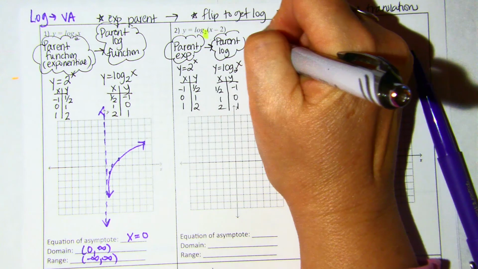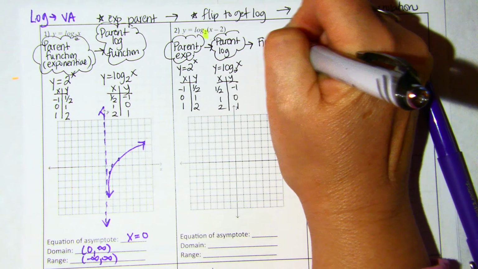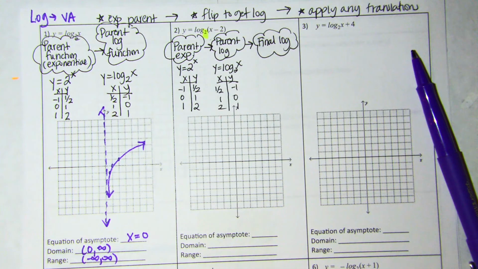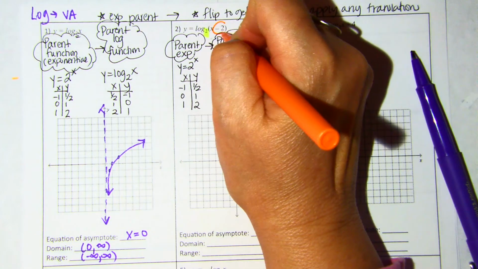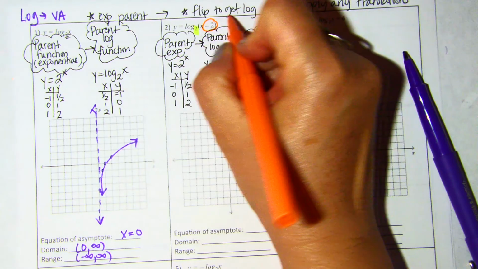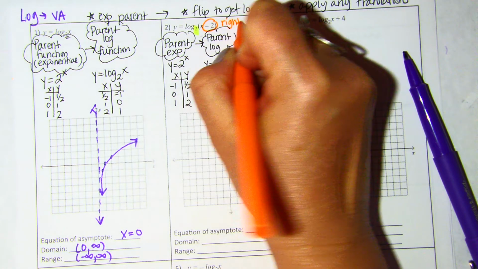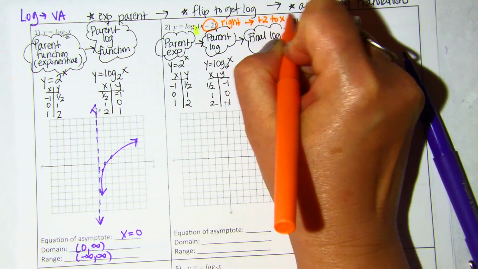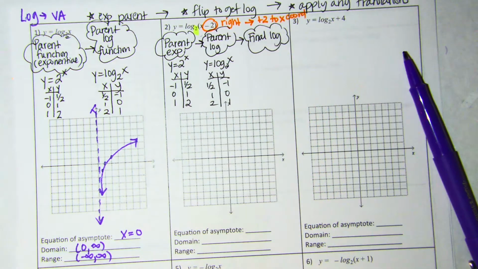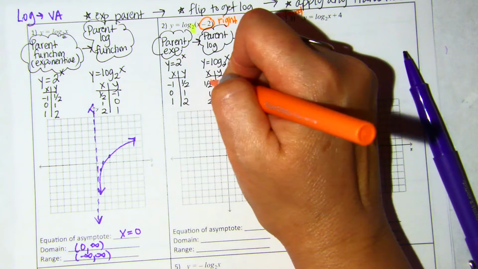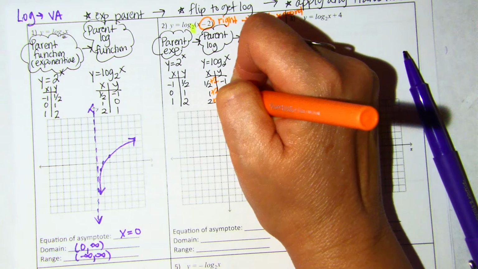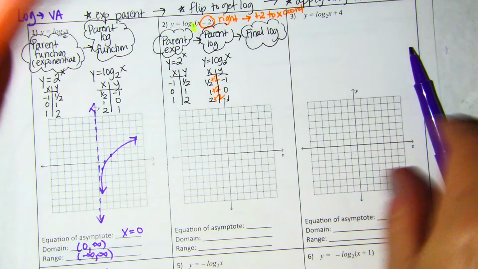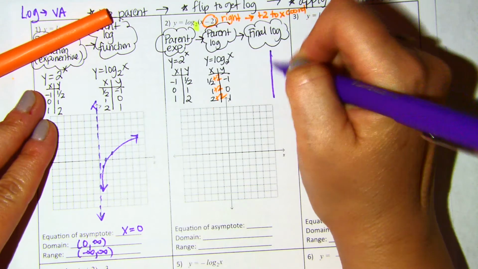And now I'm going to apply the translation for the final log. So let's look at what's happening here. I have a -2 inside. That means it goes to the right. So you're going to +2 to the x coordinate. Okay, you're going to +2 to the x coordinate. So +2, +2, +2. This is exactly what we did for the exponentials.